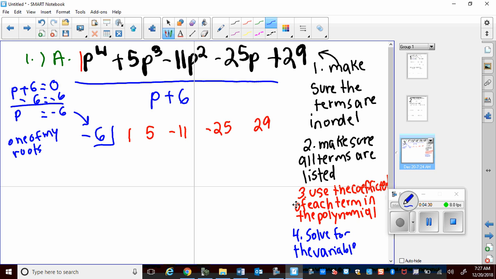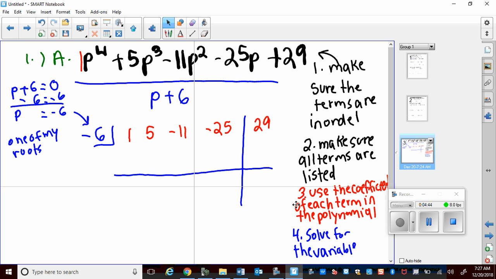Now, how do I start this process? First thing we do, draw your line and create some dividers. Now, that first number always just drops down. And then you multiply the first number times this number. You get negative 6, it carries over. 5 minus 6 is negative 1.